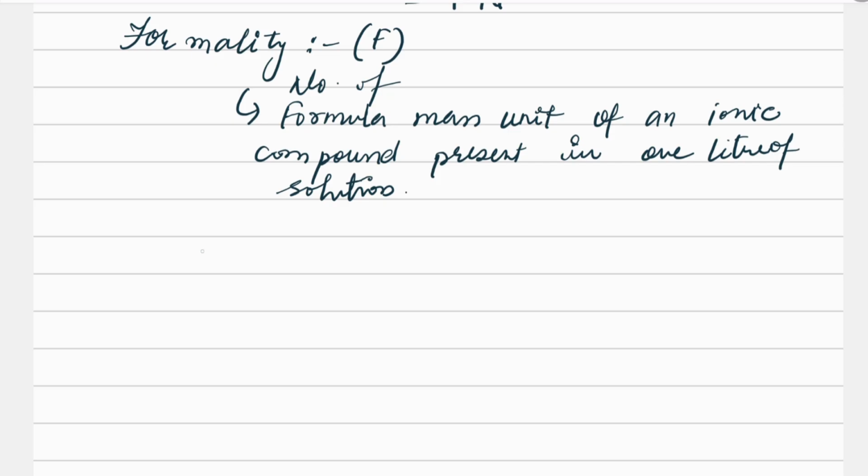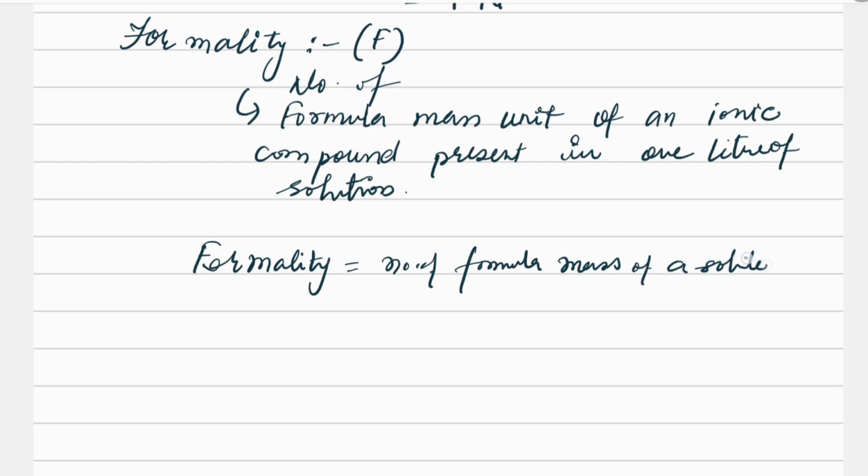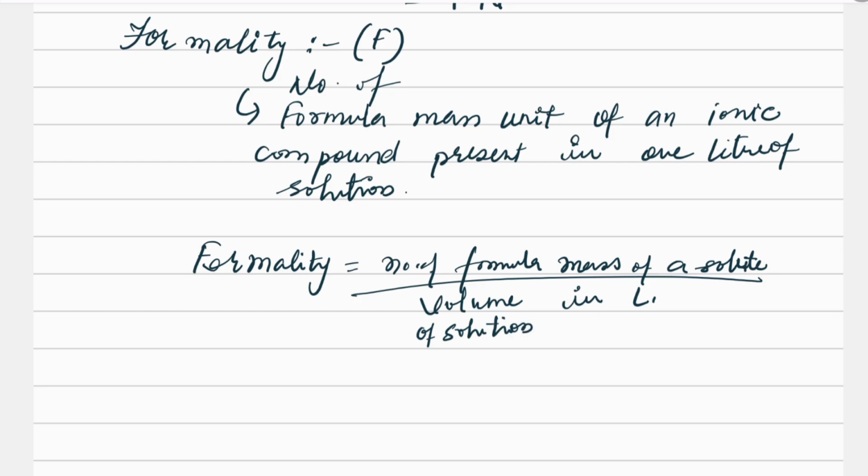Okay, so formality is equal to number of formula mass of a solute divided by volume in liters. Volume of solution we are talking about. And if it is not given in liters, then obviously in milliliters multiplied by 1000. So this was very simple.